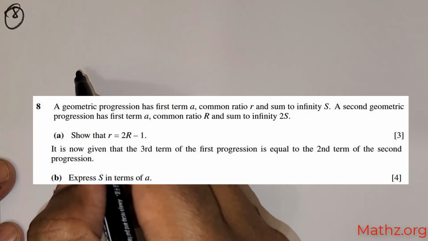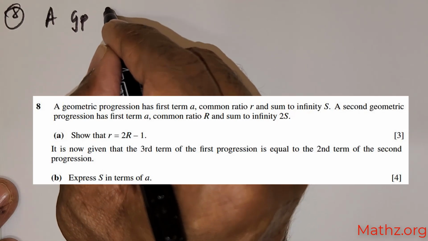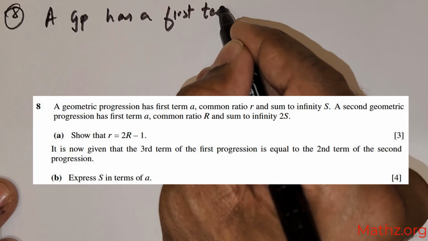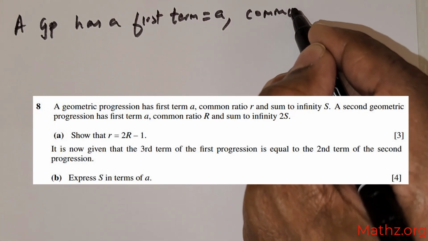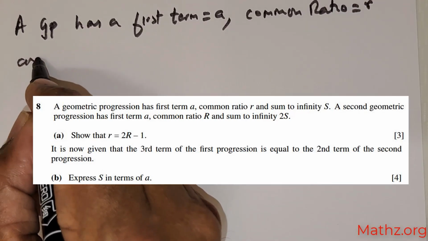Students, this is question number 8. A geometric progression has first term a, common ratio r, and sum to infinity s.